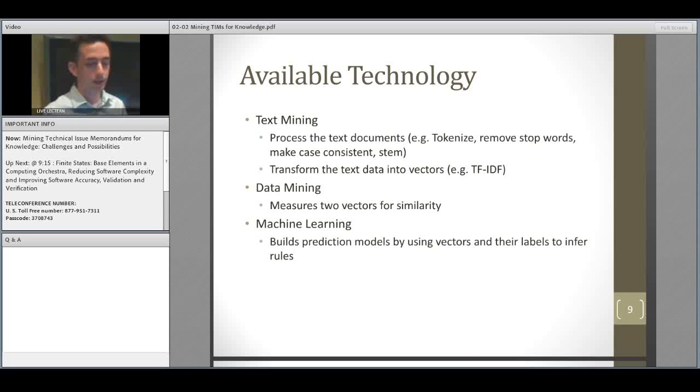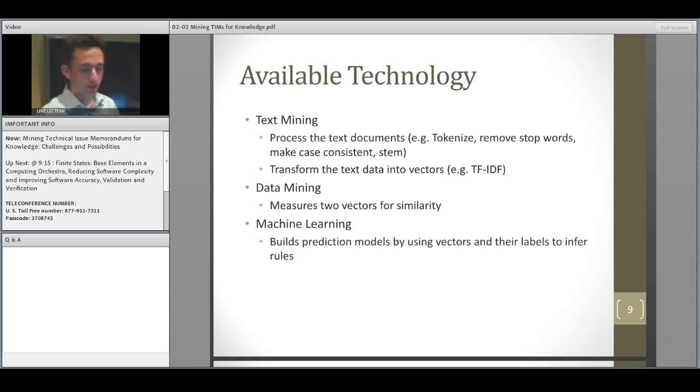This stemming has to do with, let me see if I can come up with a good example here, like verb tense or plural, we'll remove the plural and make that word the same word. And then transforming these text data into vectors. By vectors, you assign a weight to a word. And that weight would be an indicator of the importance of the word to a document. The example of that is TF-IDF here, which is a common weighting strategy for text mining.